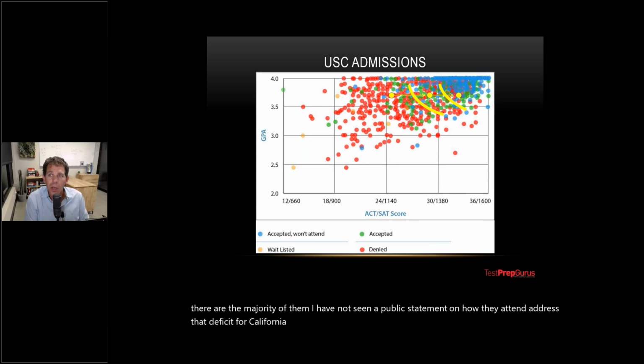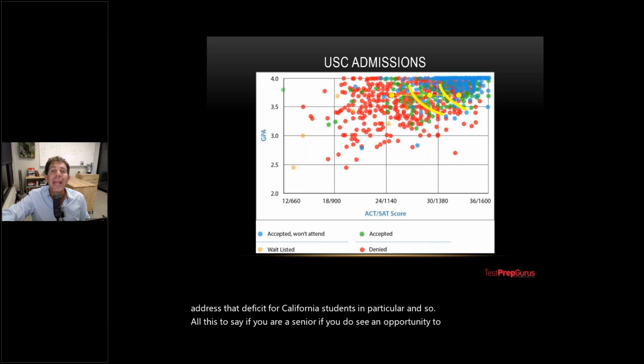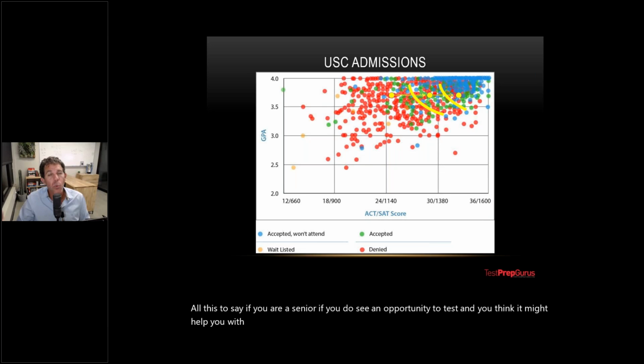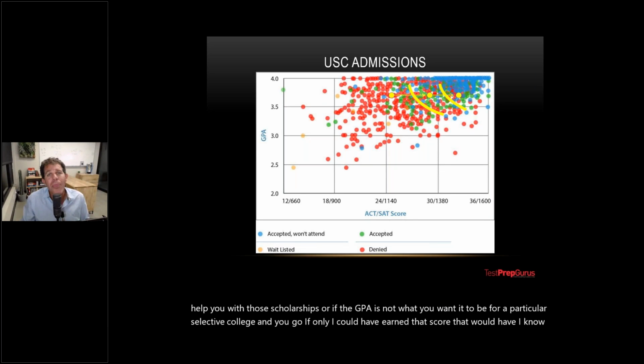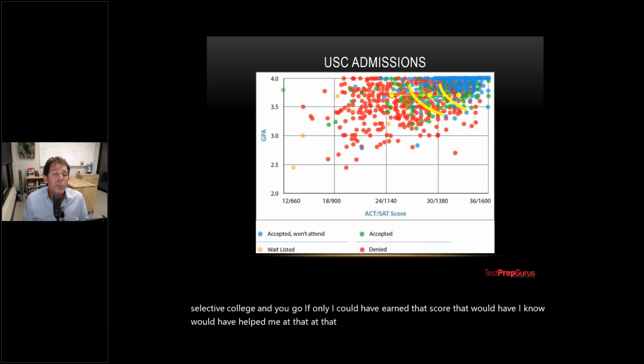And so all this to say, if you are a senior, if you do see an opportunity to test and you think it might help you with those scholarships, or if the GPA is not what you want it to be for a particular selective college, and you go, oh, if only I could have earned that score that would have helped me at that school, there are still some opportunities to test. There just were some other centers in California that posted that they will be testing in December.